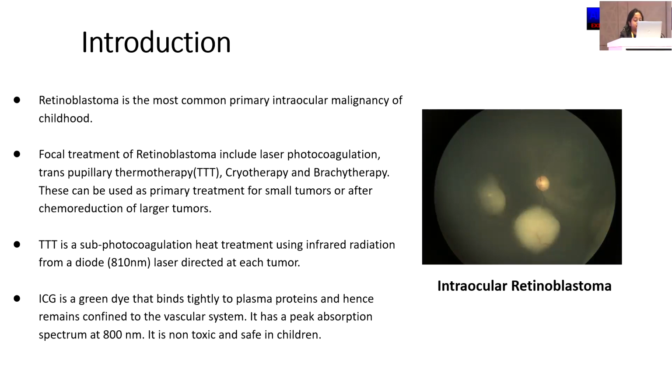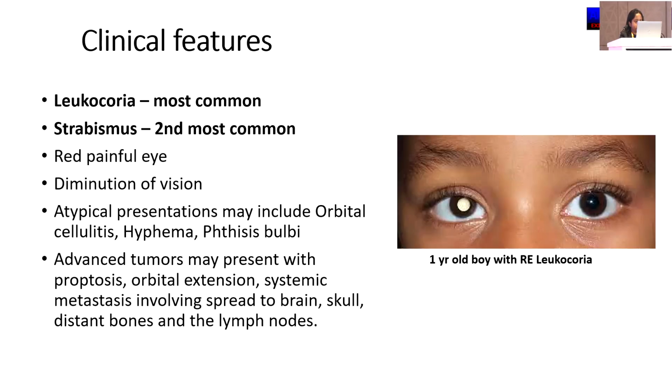So ICG is a green dye that binds tightly to the plasma proteins and hence remains confined to the vascular system. It also works at the peak absorption spectrum of 800 nanometer. It has been seen that it is non-toxic and safe in children.